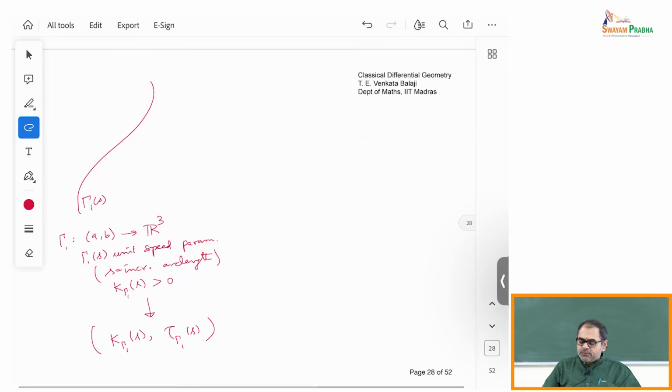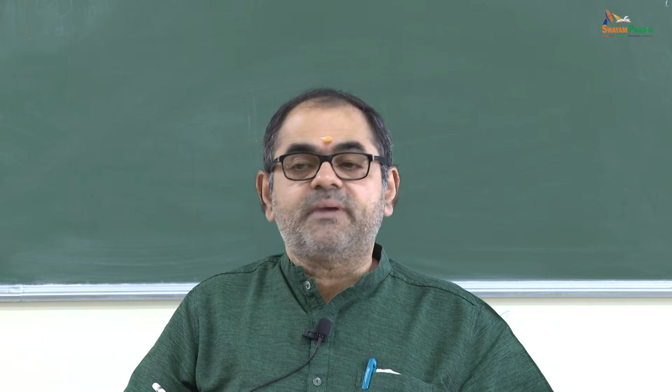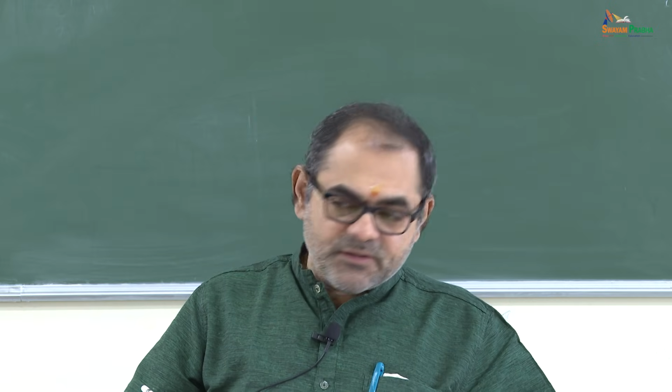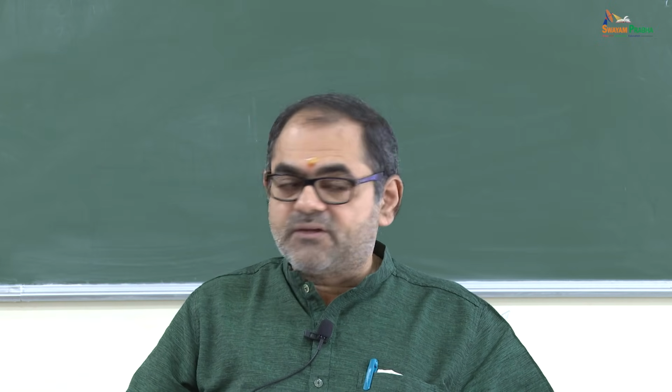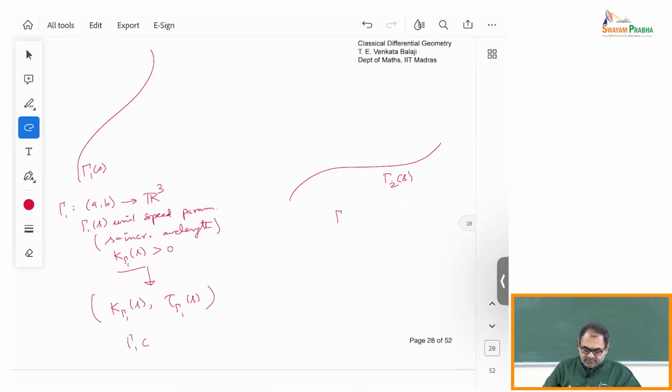Now suppose we have some other curve gamma 2 of s, again of a similar type. By the way, for the curvature to make sense, curvature is essentially the second derivative in a normalized sense, so it should be second continuously differentiable, and the torsion involves the third derivative, and therefore the curve has to be third continuously differentiable. Therefore it's important that gamma 1 here is in C^3 of [a,b].